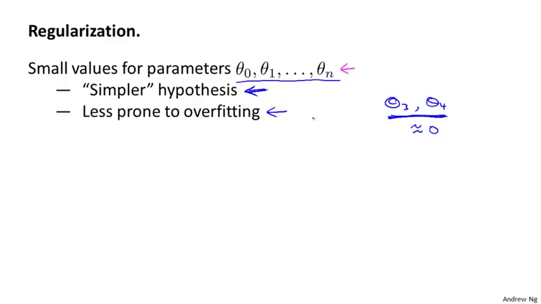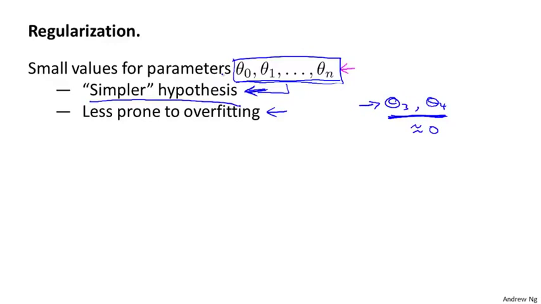I realize that the reasoning for why having all the parameters be small corresponds to a simpler hypothesis may not be entirely clear to you right now, and it is kind of hard to explain unless you implement it yourself and see it for yourself. But I hope that the example of having theta3 and theta4 be small, and how that gave us a simpler hypothesis, gives some intuition as to why this might be true.